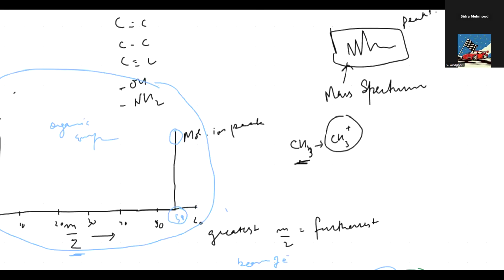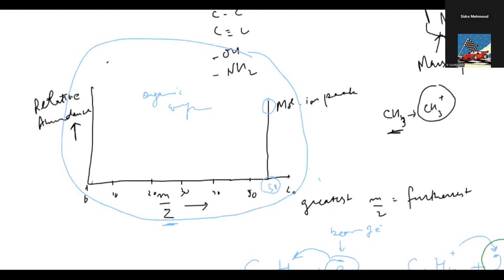And for visualizing the spectrum, or to interpret the data from the spectrum, you must know this first thing: the peak which is furthest has the most m/z ratio. It's obvious, when you move towards the right, the value is increasing. So when you have the spectrum in front of you, the peak which is furthest and has the most m/z value is called the molecular ion peak. This is the molecular ion peak.